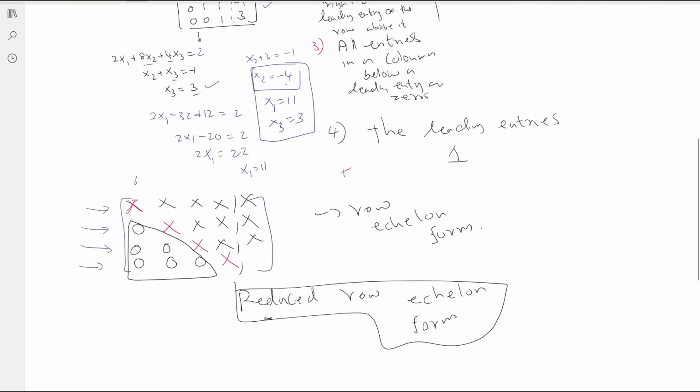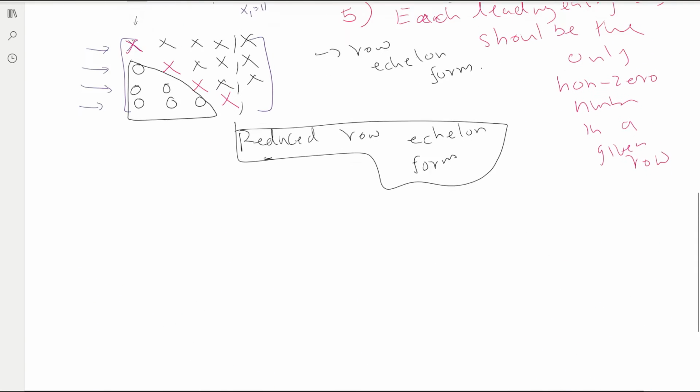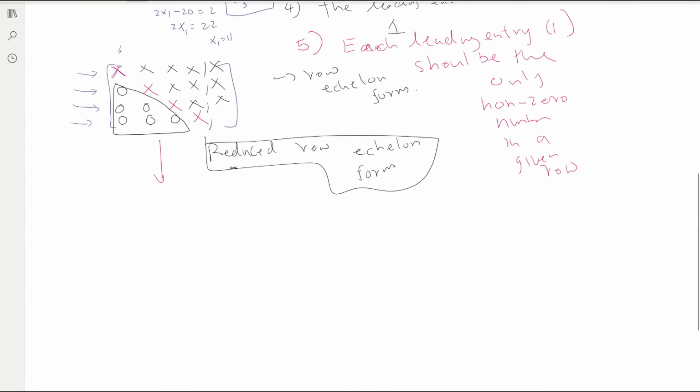Okay, the fifth rule, the final one, is that each leading entry, which is by the way 1, because we say the leading entry should be 1, should be the only non-zero number in a given row. So that means the leading entry is the only non-zero number in a given row. That means the reduced row echelon form of this row echelon form looks like this.